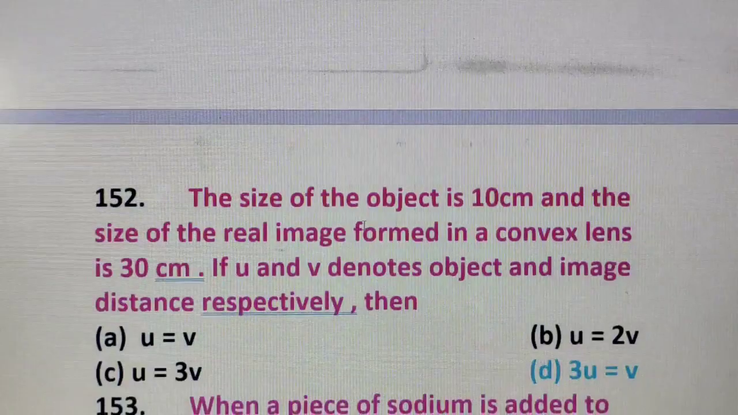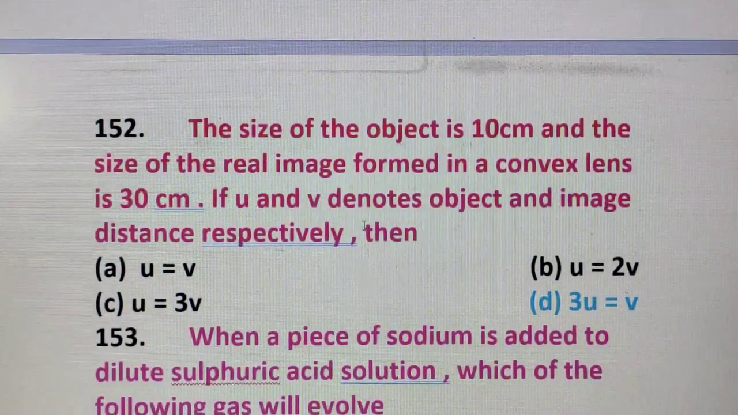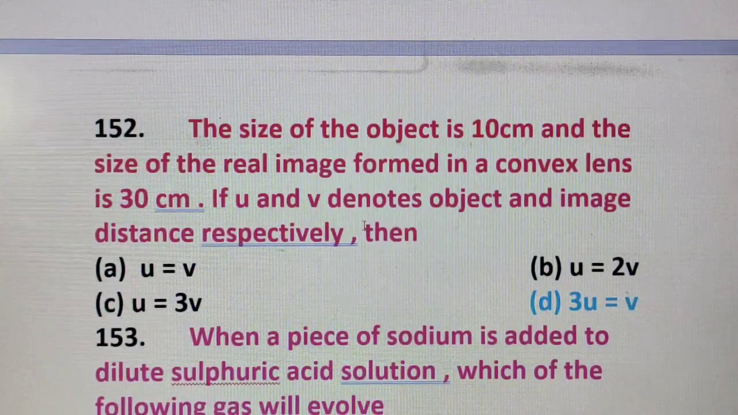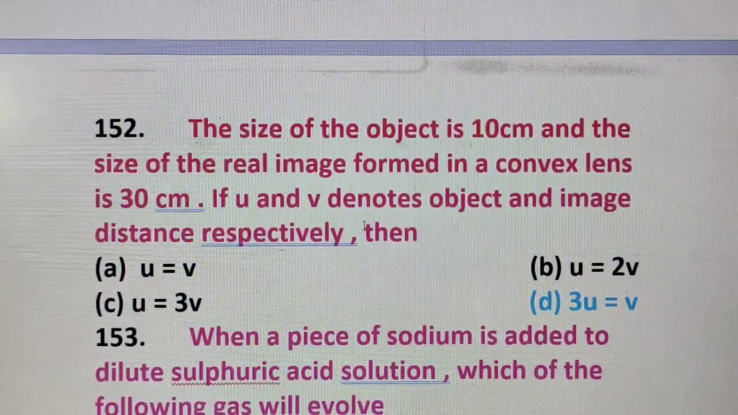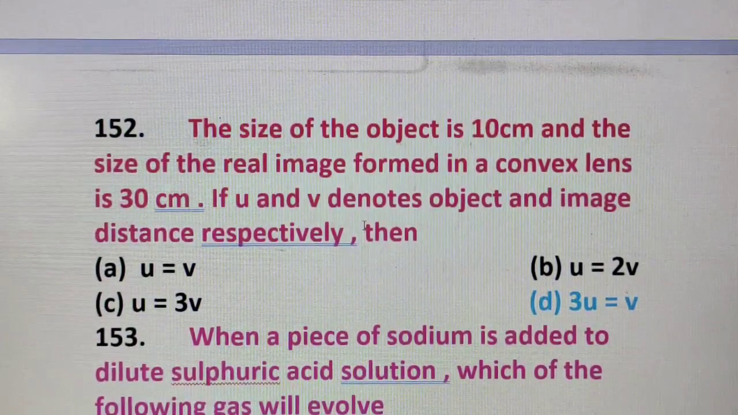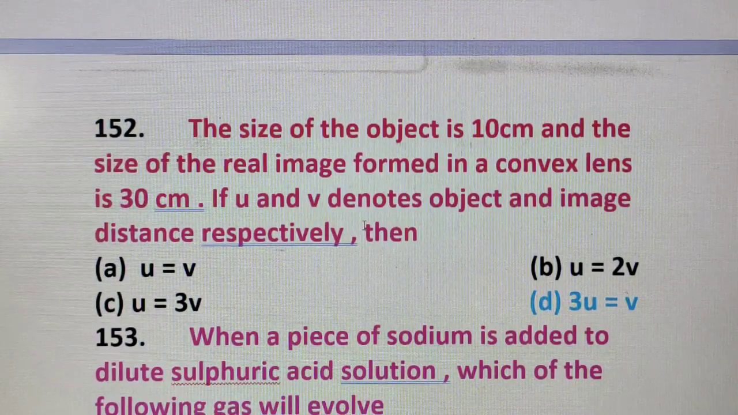The size of the object is 10 cm and the size of the real image formed by a convex lens is 30 cm. If u and v denote the object distance and image distance, then what is the magnification? Magnification is equal to size of the image by size of the object. Image is 30, object size is 10, that is 3. Therefore, v by u equals 3, or v equals 3u.